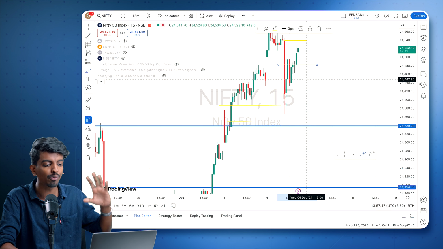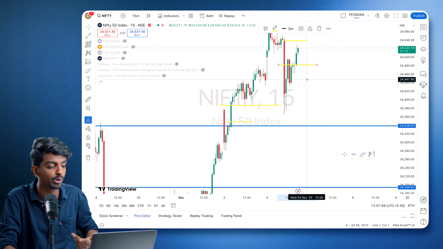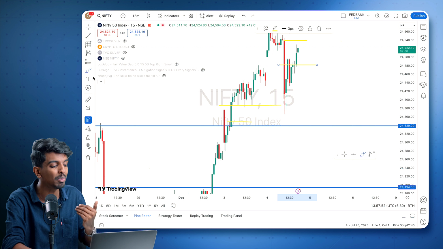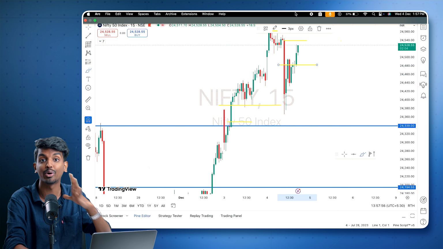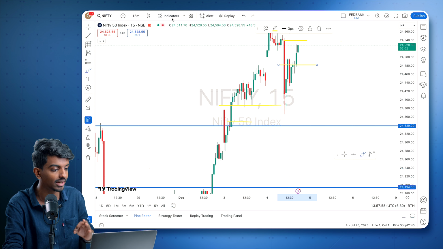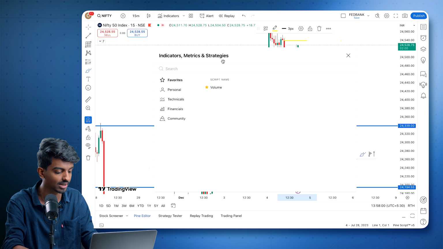Now, instead of drawing or identifying fair value gaps on your own, we can use a simple indicator on TradingView. For that, you have to open TradingView. Again, it's not a paid promotion. We're just sharing it here. And this is one of the free features in TradingView.